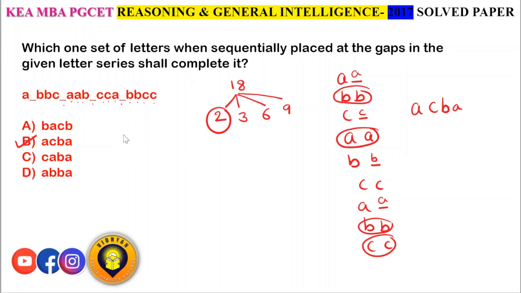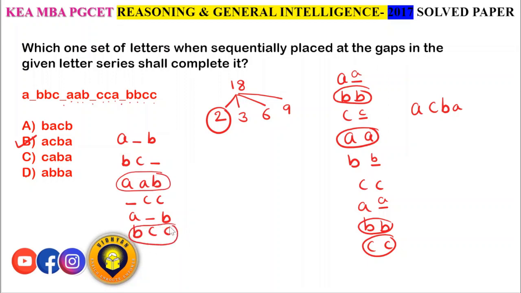Now suppose you have taken 3 letters: A dash B, then B C dash, then A A B, then dash C C, then A dash B, then B C C. So here you made groups of 3 letters, correct? Now what logic can you apply? This group is complete, you have A A B. Here also you have 3 letters completely, B, C, C. So here you can see that there is one single letter and 2 same letters, right?